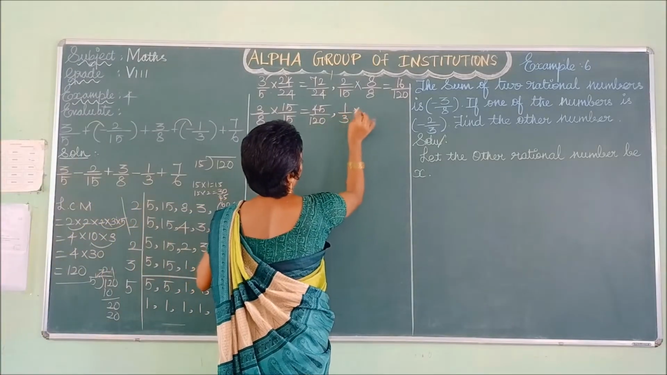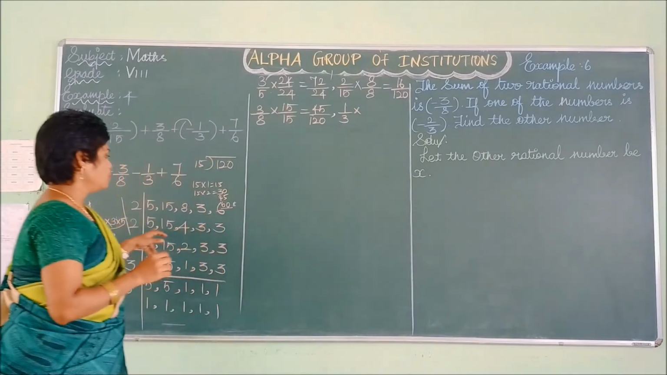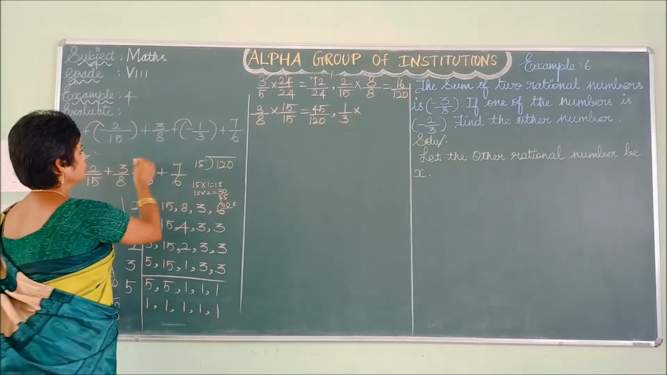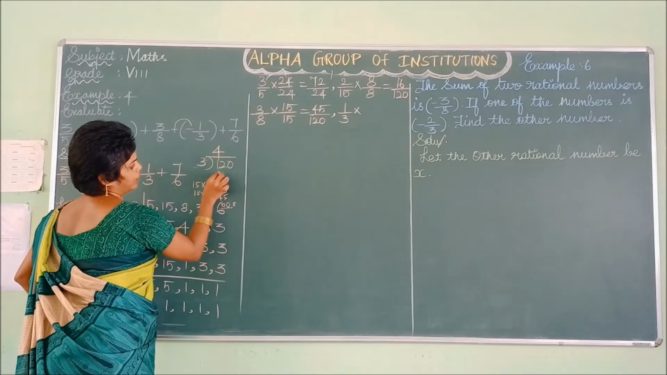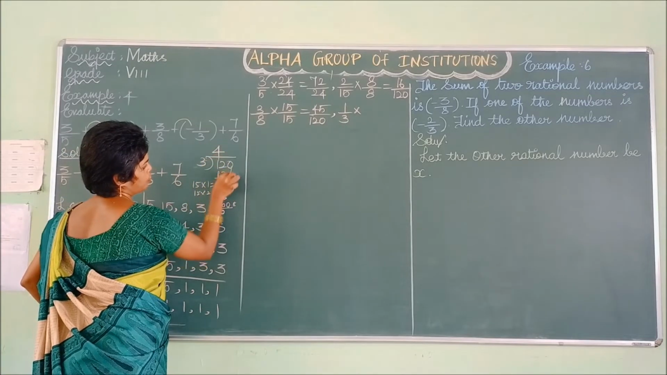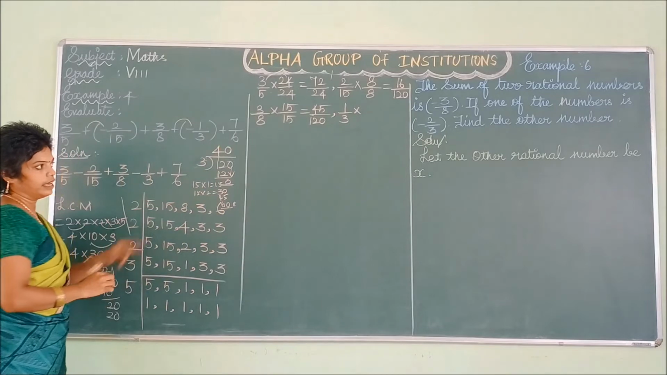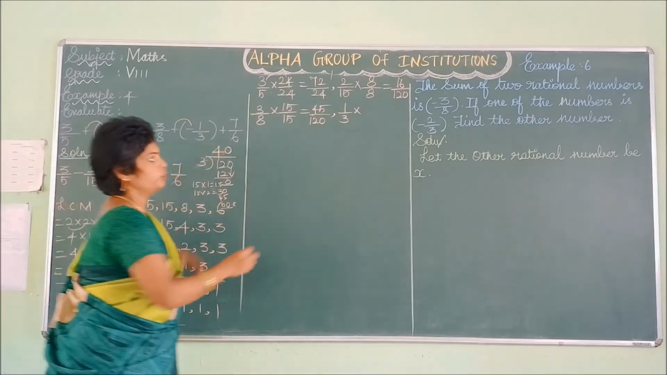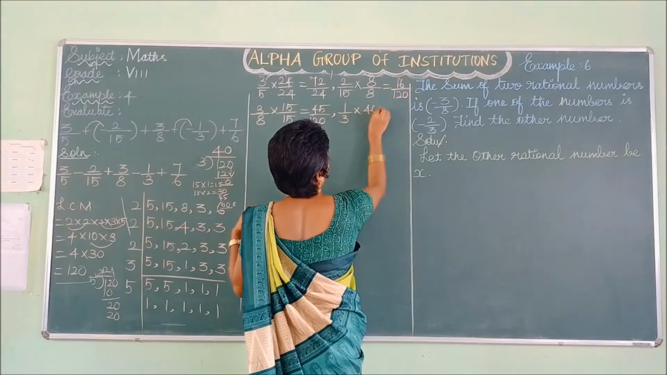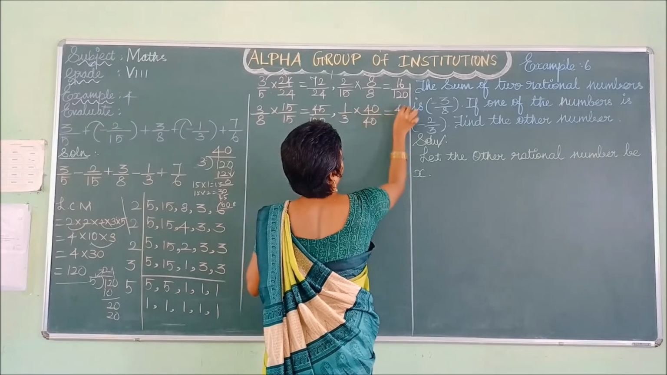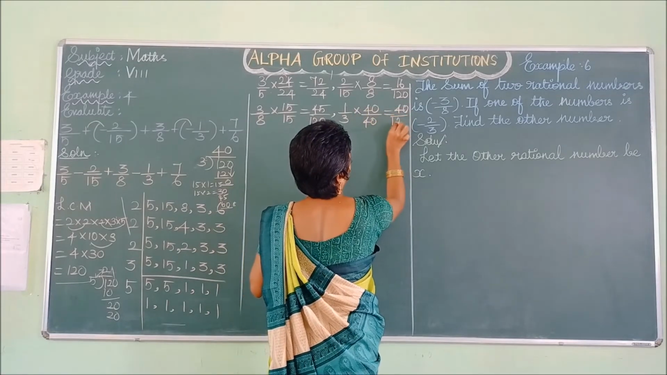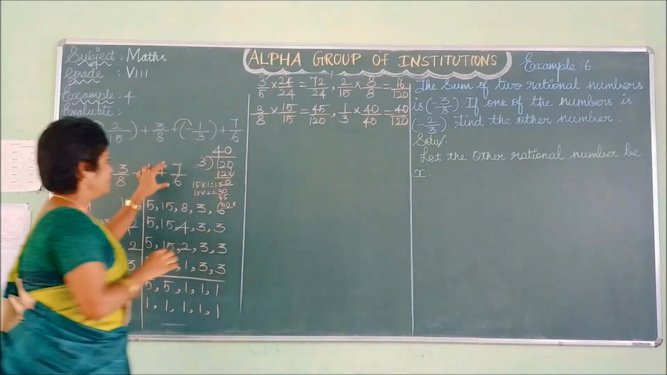And the next value is 1 by 3. So 3 into how much is 120? 3 into 4 is 12, remaining 0. This 0 you can take that. So 3 into 40 is 120. So you can multiply as well as divide it with 40. 3 into 40 is 120. So what is the final value?